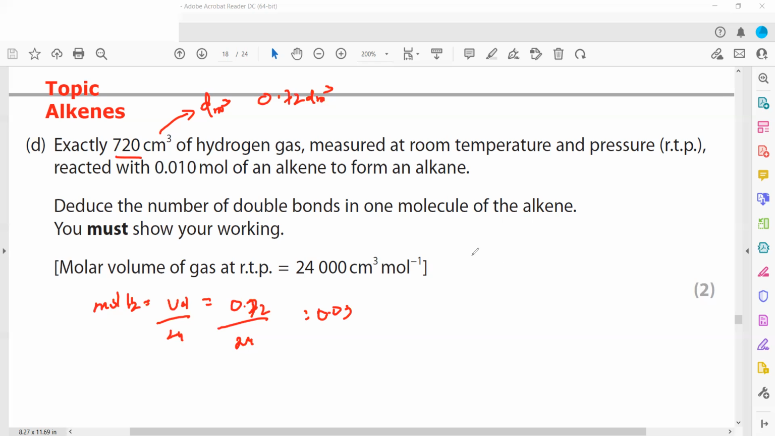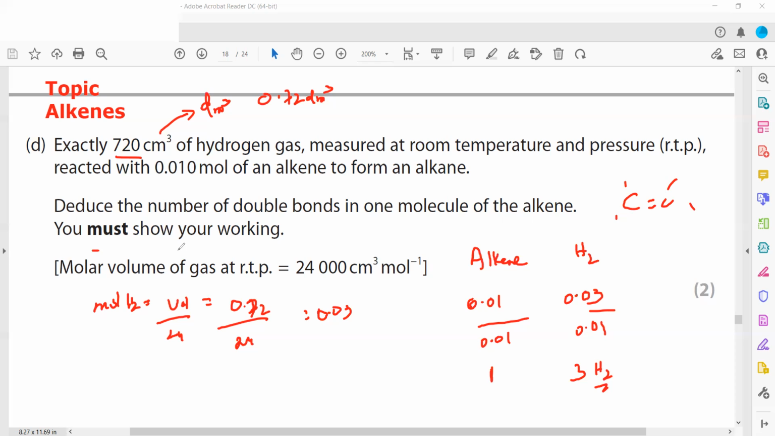Then we'll take a ratio between alkene and hydrogen. In the question, we have 0.01 alkene and here this is 0.03 hydrogen. What is the simplest ratio? This is 1 and this one is 3, so 1:3 is the simplest ratio. It means if we have 1 mole of alkene, it will react with 3 moles of hydrogen gas. Each mole of hydrogen gas reacts with 1 double bond. So how many double bonds are there? This molecule contains 3 double bonds.